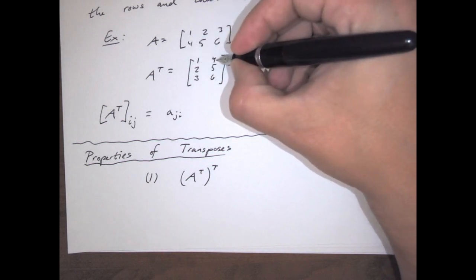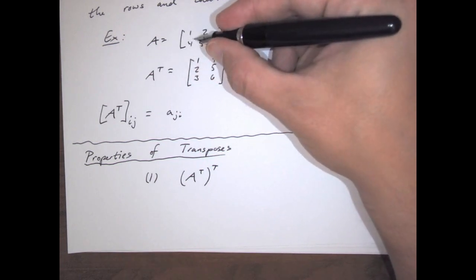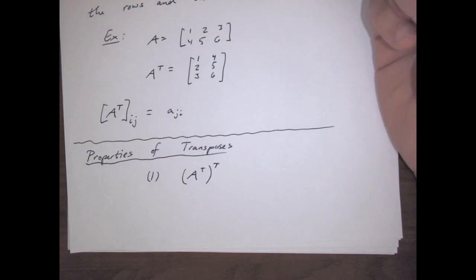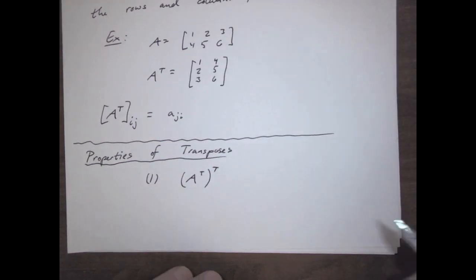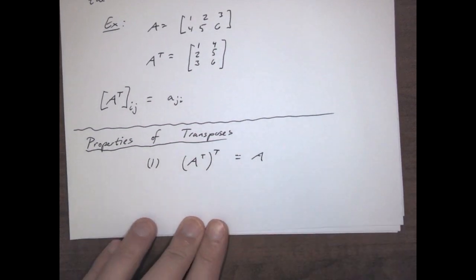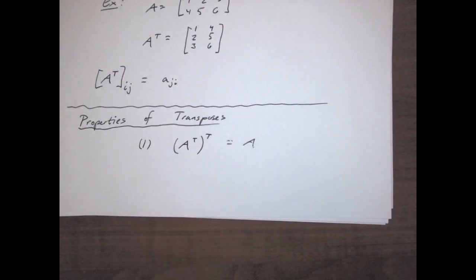Well, what is now a row becomes again a column. And what is now a column becomes again a row. So taking a transpose of a transpose takes you back to where you started. So the transpose done twice undoes itself. A transpose of a transpose gets you back to the original matrix.